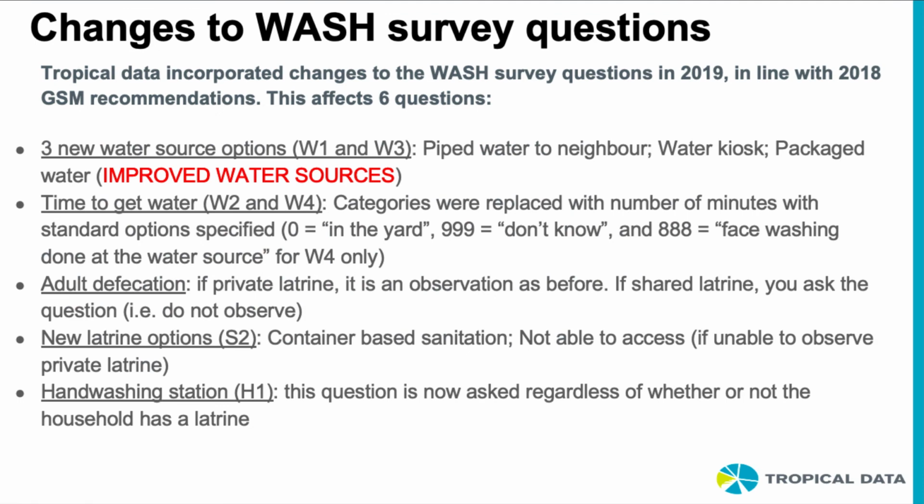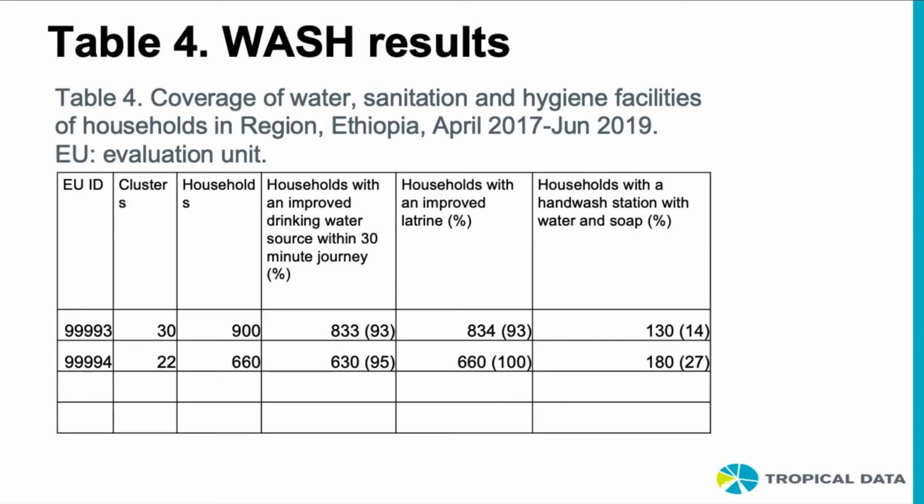An important point to note with regards to the WASH variables is that in 2019, Tropical Data made some small modifications to the WASH survey questions, in line with the recommendations made during the Global Scientific Meeting on Trachoma in 2018. The changes affect 6 questions, including 3 new water source options, time to get water, 2 new latrine options, adult defecation facilities, and the presence of hand washing stations. These changes will affect the number of people with improved water sources and sanitation facilities and should be taken into account. Here are some example data put into our table template.